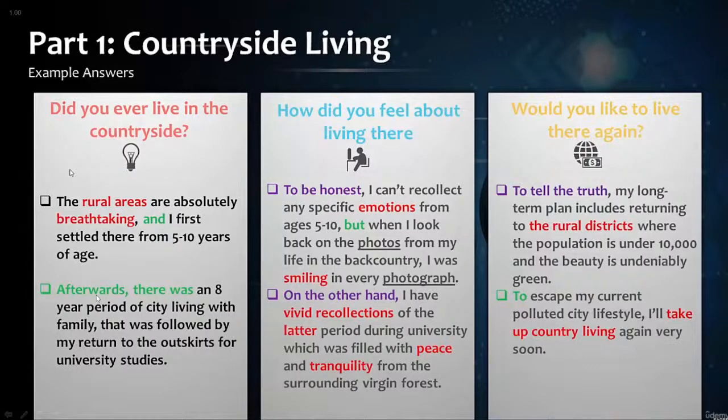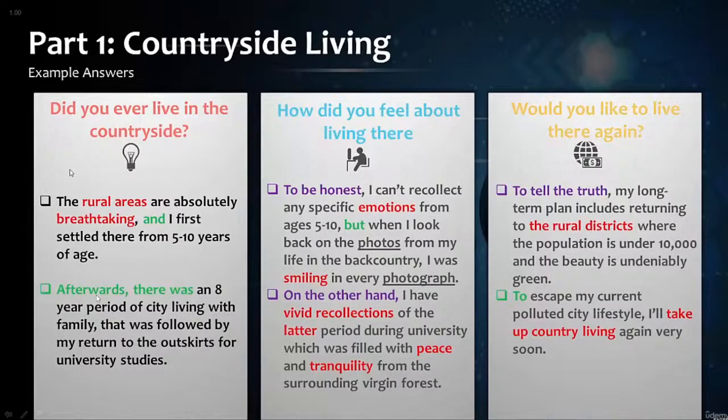How did you feel about living there? To be honest, I can't recollect any specific emotions from ages 5 to 10, but when I look back on the photos from my life in the backcountry, I was smiling in every photograph. On the other hand, I have vivid recollections of the latter period during university, which was filled with peace and tranquility from the surrounding virgin forest. Next question.